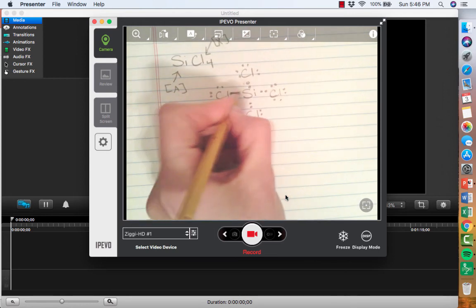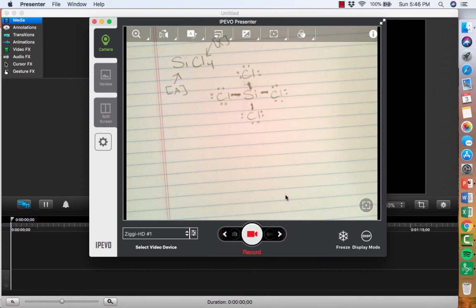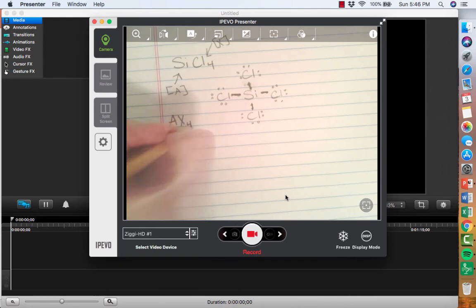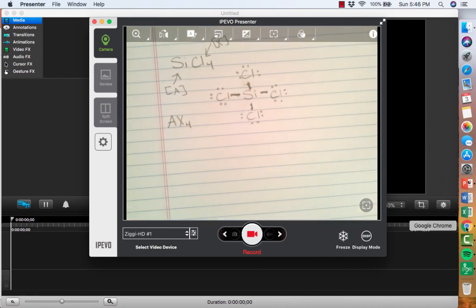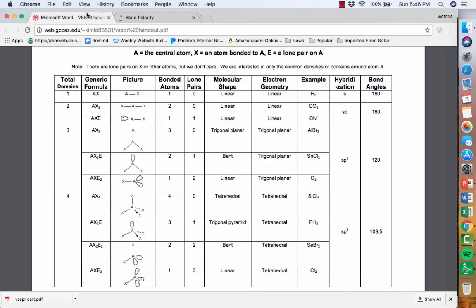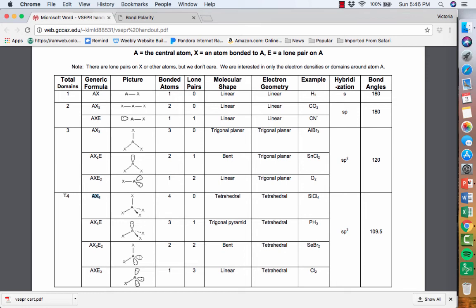I'm going to turn the central connections into lines, and it looks like everything has completed the octet rule, and there are no lone pairs. So the formula for this is AX4 because there are 4 bonded atoms. Going back to the molecular geometry chart, I'm going to look for AX4. Oh, it's right there. Tells me there are 4 domains, meaning there are 4 things attached to the central element. This tells me the geometry, so I'm going to redraw my molecule to match that picture.